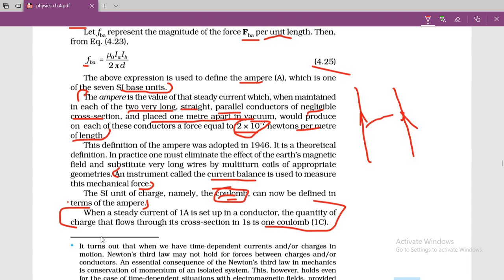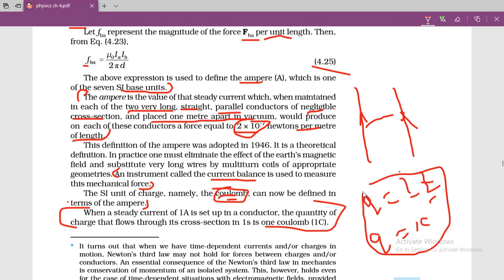I hope you understand, since you know that Q is equal to I into time. Now if I is equal to 1 ampere and time is 1 second, so Q becomes 1 coulomb. So this is written here.